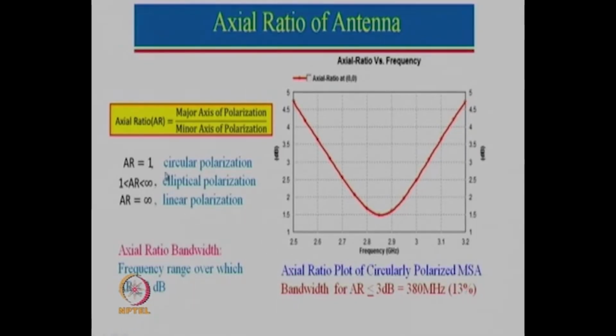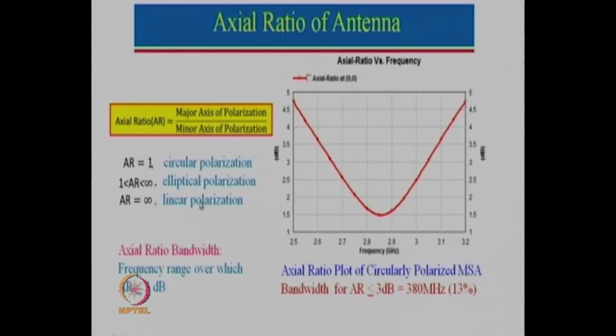Generally speaking, if we want circular polarization, for example, then for circular polarization the axial ratio should be 1. What is axial ratio? It is nothing but the ratio of major axis divided by minor axis. For a circle, major axis is equal to minor axis, so axial ratio will be 1. For linear polarization, the minor axis will be 0, so 1 divided by 0 will be infinity. Anything in between will lead us to elliptical polarization.